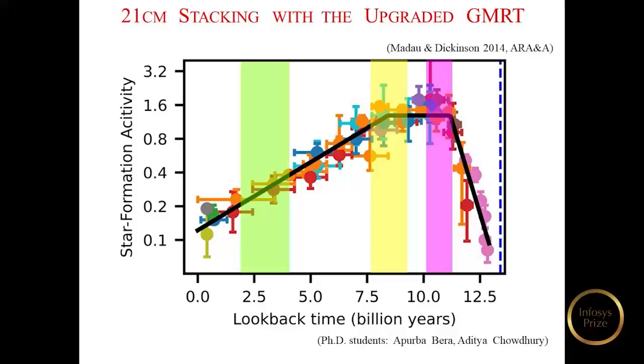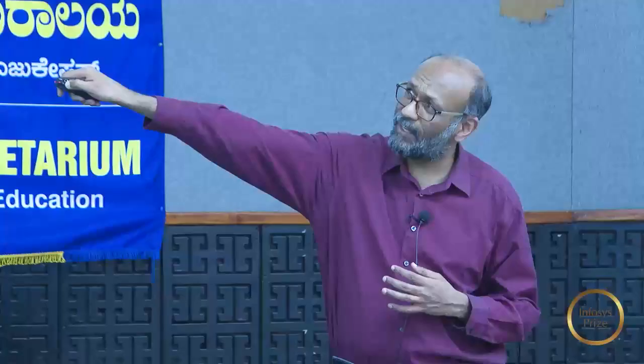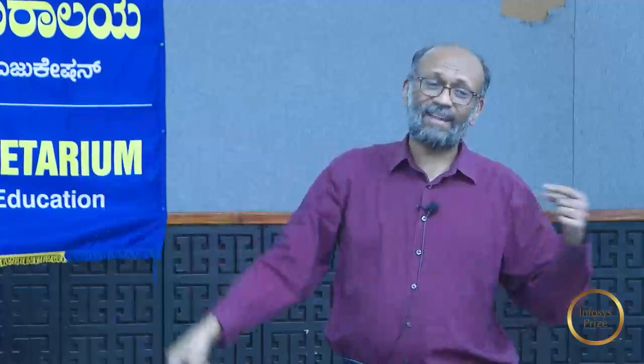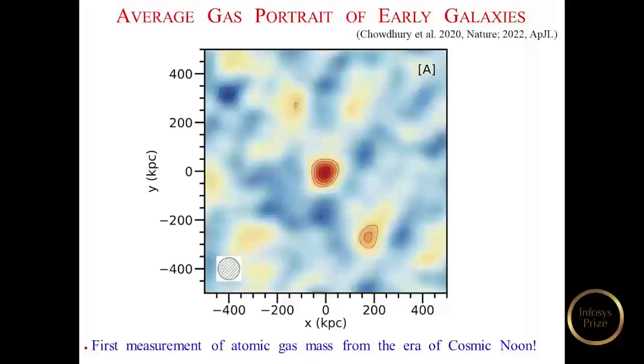So therefore, they used the optical telescope to find a bunch of galaxies in this period to probe the evolution. Exactly those galaxies we could use, and that made the difference. So that's what we got. This was the first measurement of the atomic gas mass, and this kind of blew us away.